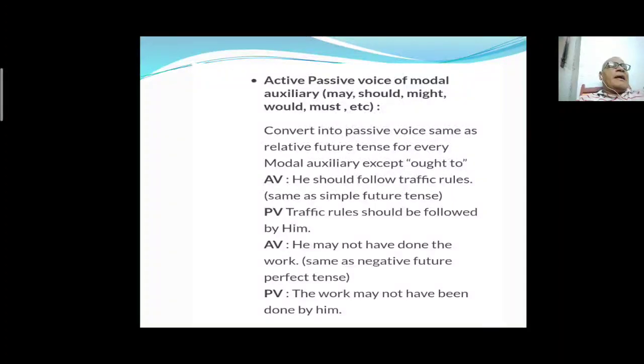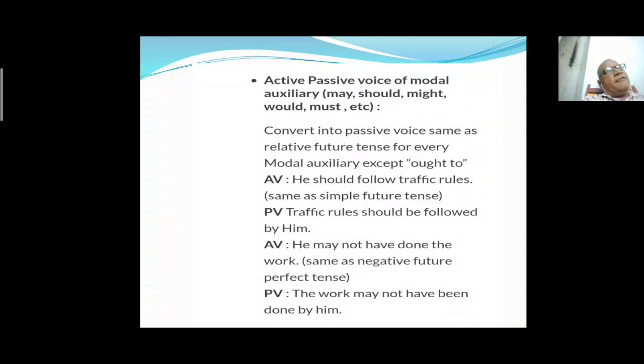He may not have done the work. The work is the object. So same as a negative sentence: the work may not have been done by him. In such a way, very simply we can convert into passive.